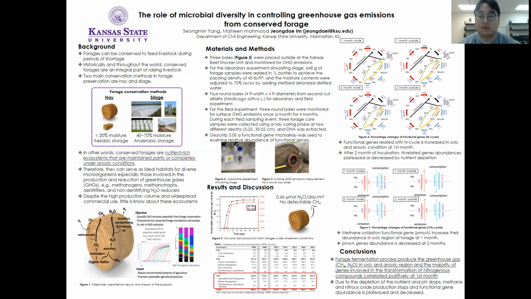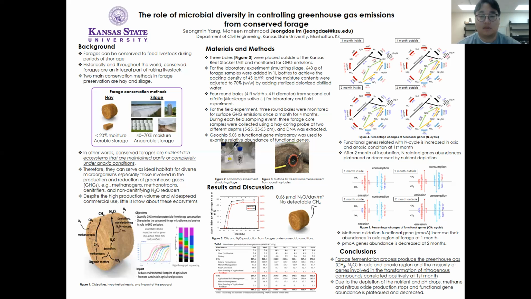And the DNA was extracted for the microarray analysis. We used the GeoChip 5.0 as a functional gene microarray. As you can see in my results, methane and nitrous oxide were produced at around 50 ml and 0.02 ml.